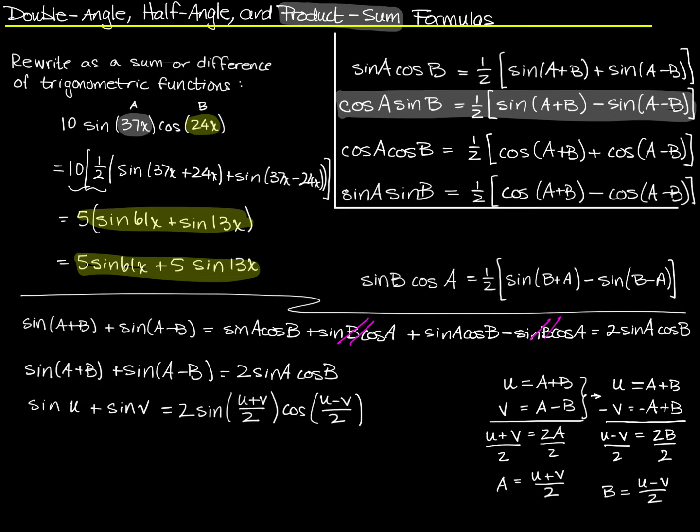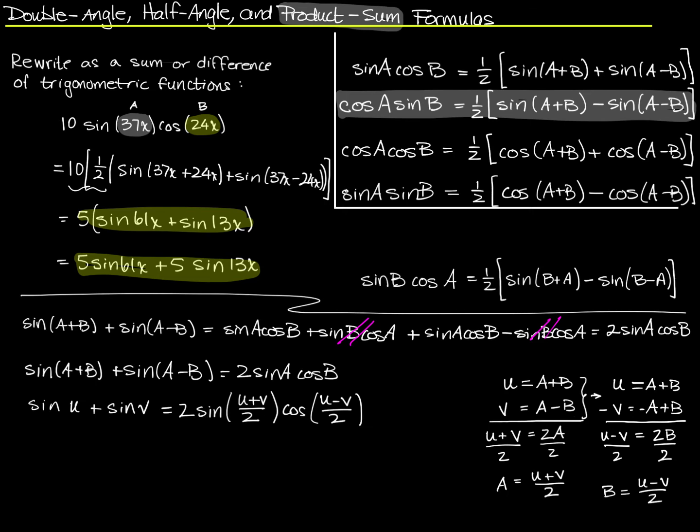And now I have a formula for taking a sum of two sines, the sine of one angle plus the sine of another angle, and writing it as the product of some sines and cosines. If I know u and v, I can add them together and subtract them and get the things that I would need to plug in here, which means I can write the sum of two sines as a product.